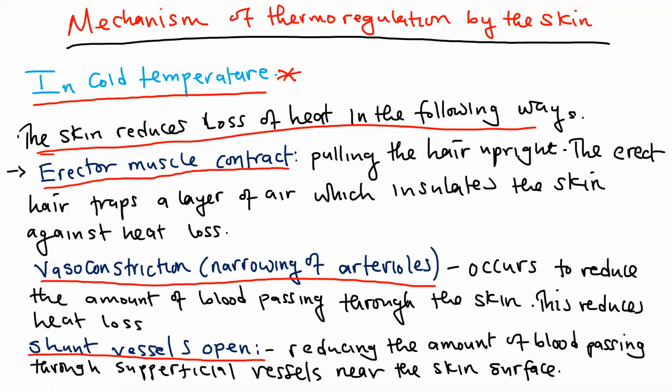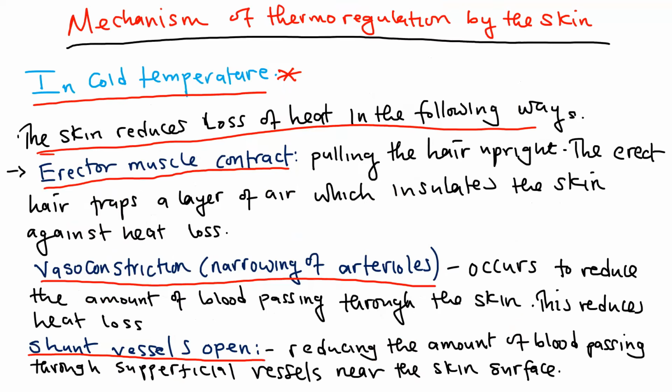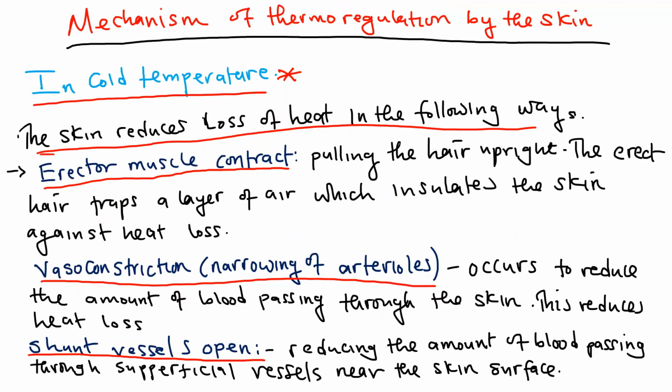So we have the erector muscle here. What happens to the erector muscle during the cold temperature? The erector muscles contract. When they contract, they pull the hair. They pull this hair and make it stand, so the hair is pulled upright.